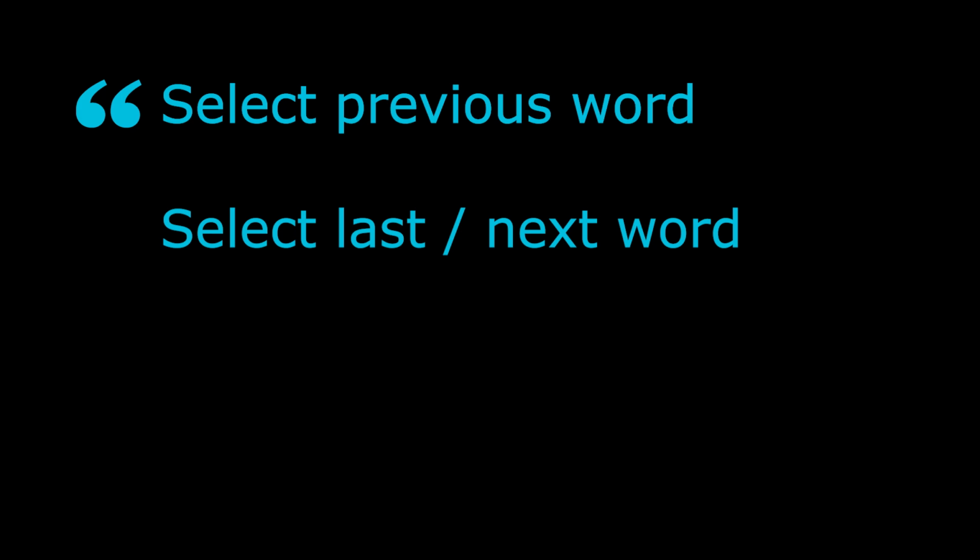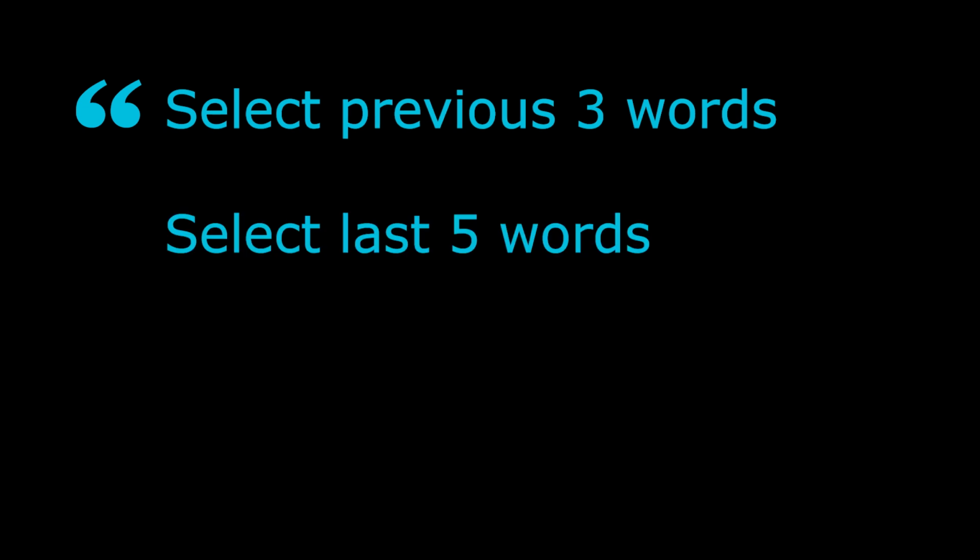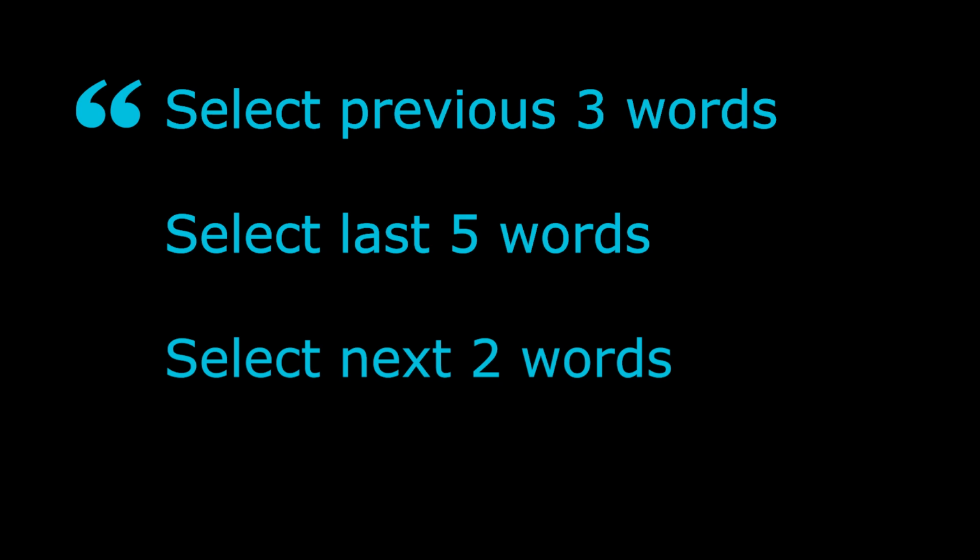To select individual words near your cursor, use the command Select Previous Word, Select Last Word, or Select Next Word. These commands select one word relative to your current cursor position. You can also select multiple words with commands such as Select Previous 3 words, Select Last 5 words, or Select Next 2 words. This gives you precise control over exactly how much text you select.